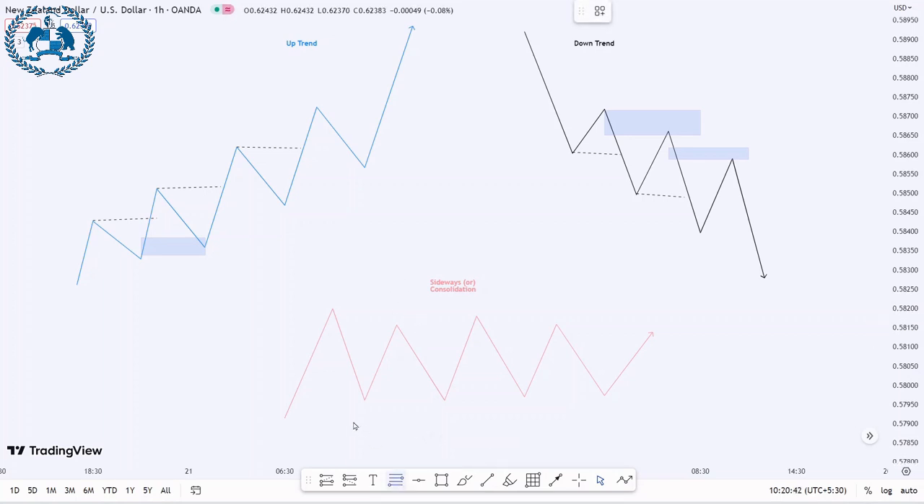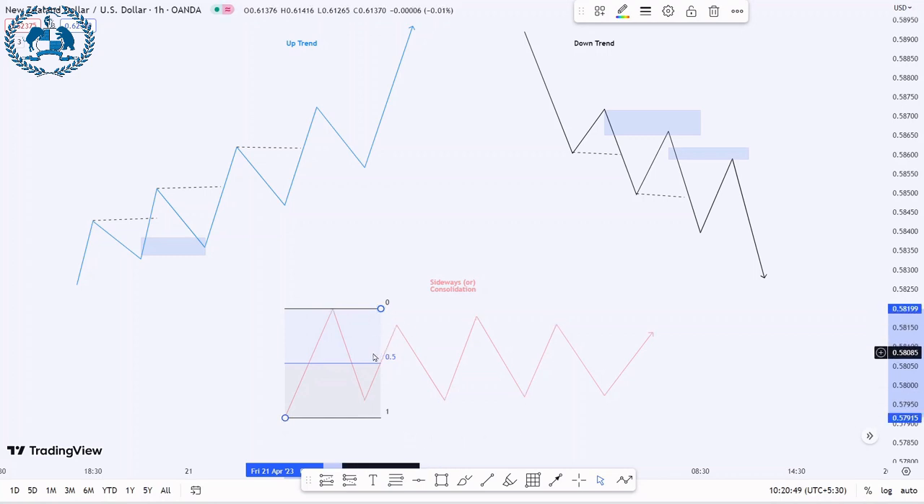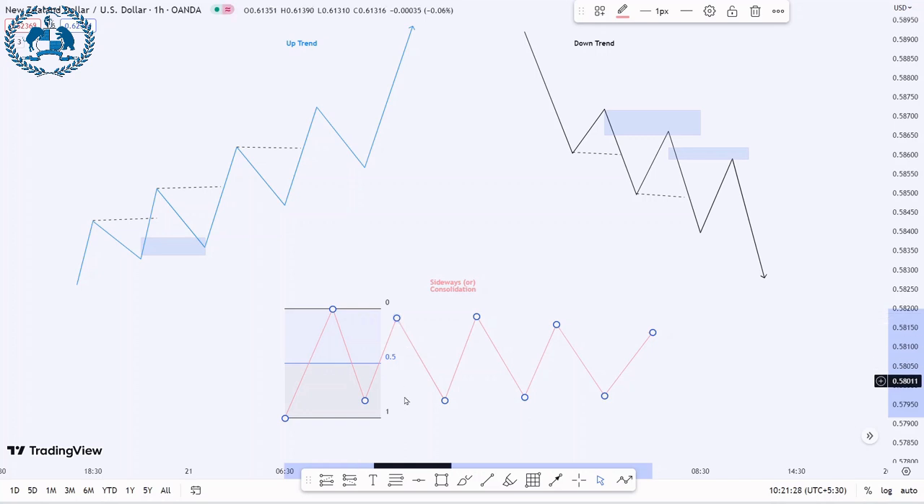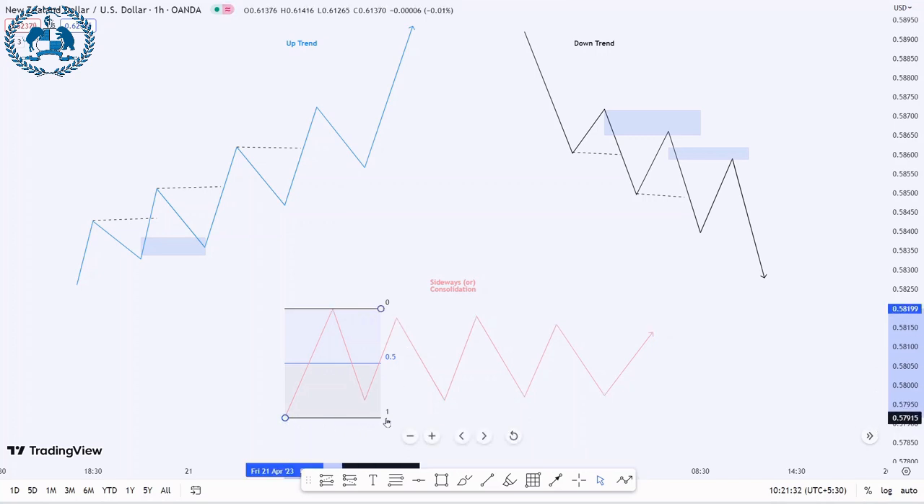How? Use this Fibonacci level, mark from low to high, and I think you might know about this tool. Zero level will be our premium price, 1 will be our discount price, and 0.5 will be our equilibrium. So in a consolidation market, if you want to, you can look for both sides, buy trade and sell trade also. If the price travels inside this discount area, you can take a buy trade till this high, and if the price travels in the premium level, you can look for your sell trade until this low. So it's a little risky, but you can try.